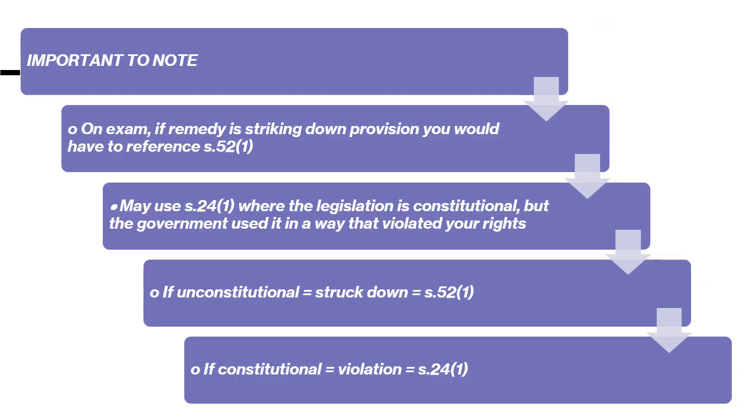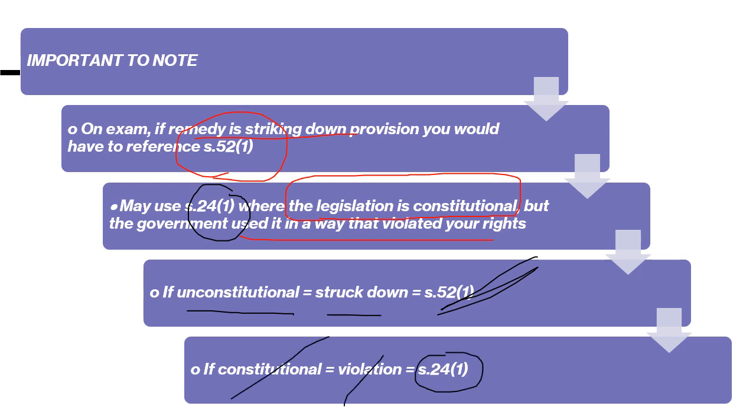So whenever on an examination you have to see if the remedy is striking down a provision, negating any law or legislation, taking out any provision, then you have to go to section 52. But if you are awarding damages, where some kind of right is violated but the legislation is constitutional, the legislation in itself is not unconstitutional, then you have to go by section 24(1). So if unconstitutional and struck down, follow section 52(1) in your exam. If constitutional and just your right is violated, then follow section 24.